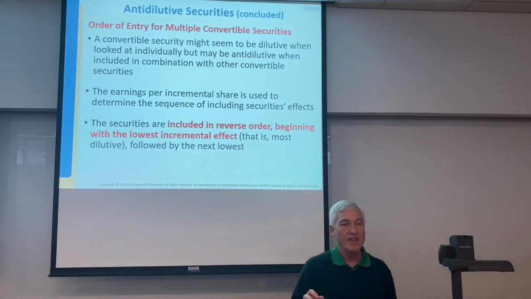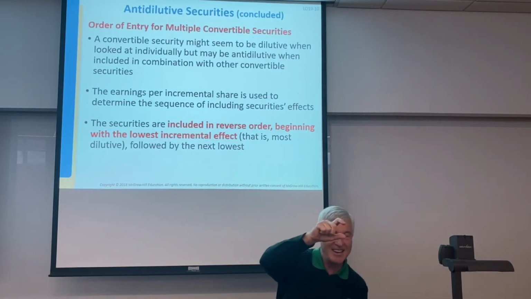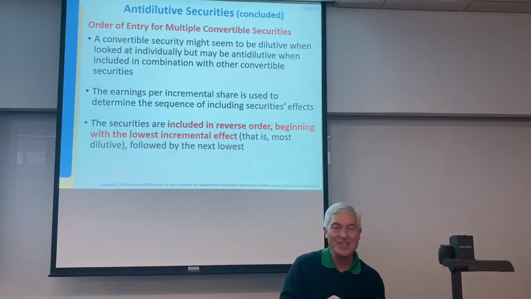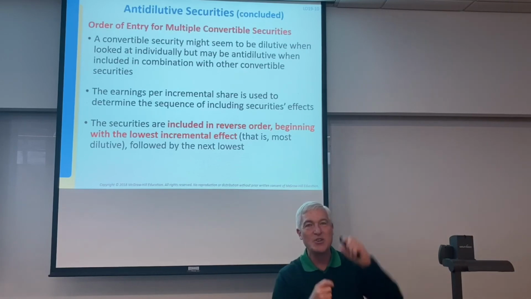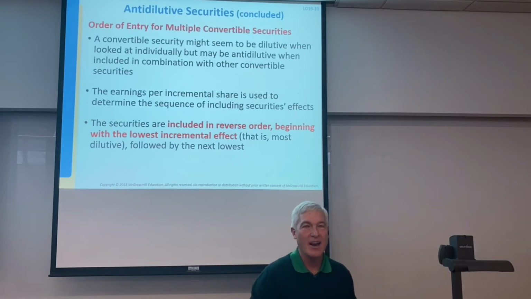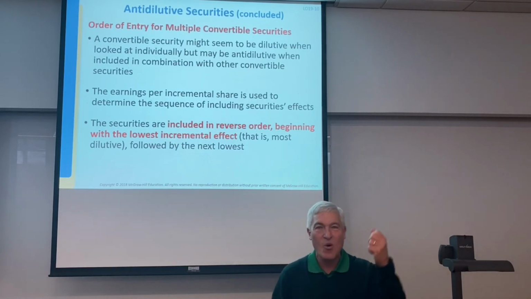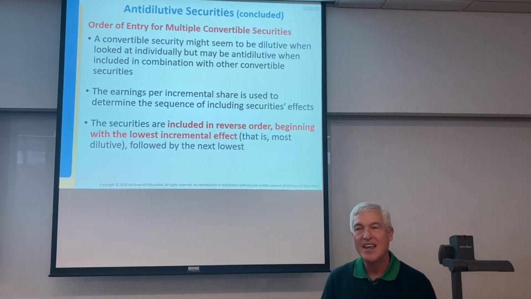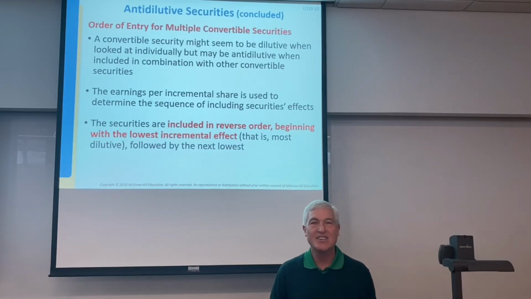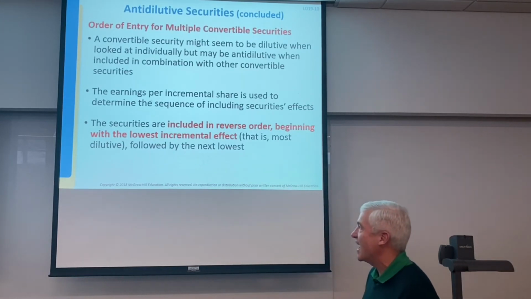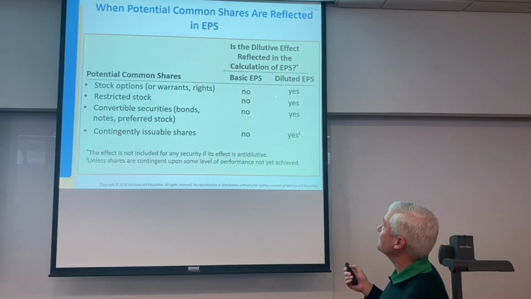So there could be an order of entry. Again, if I convert this first and then this one, oh, now this one is dilutive or anti-dilutive. Well, the order in which you do this calculation could matter, so you have to go through and try different orders to see. You have to use the order in which these might be converted, and you have to use the worst case scenario to determine your anti-dilution.